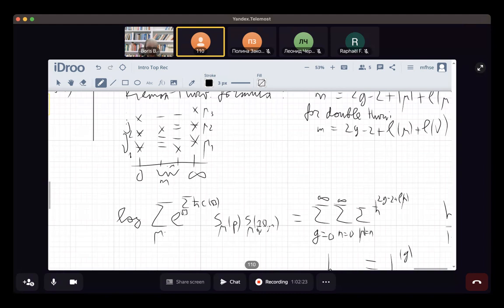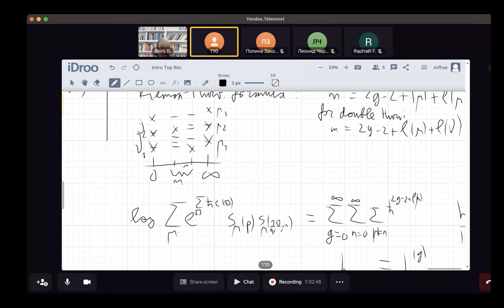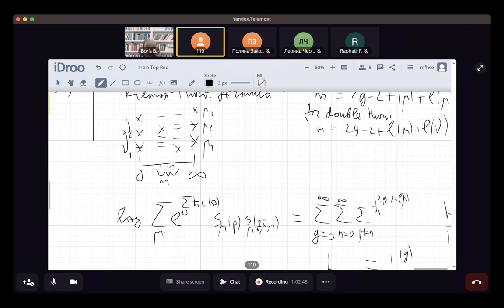If I want to erase it, I want to divide. Is it clear what I'm saying? In fact, if I want to not count the number of transpositions, but instead count 2g minus 2 plus L of mu as powers of my additional variables, then if I replace it like that, that's what I'm getting.